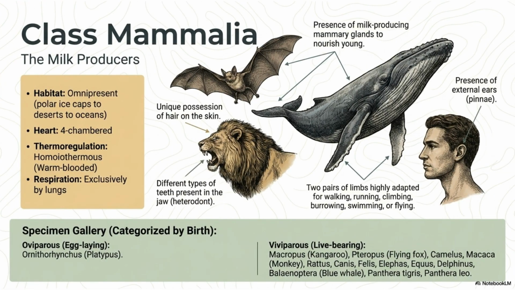Class Mammalia is defined by mammary glands for nourishing young and body hair. They are homeotherms and viviparous, giving birth to live young, except Ornithorhynchus, the duck-billed platypus, which is oviparous. They possess a 4-chambered heart and specialized heterodont teeth, adapted to various diets.